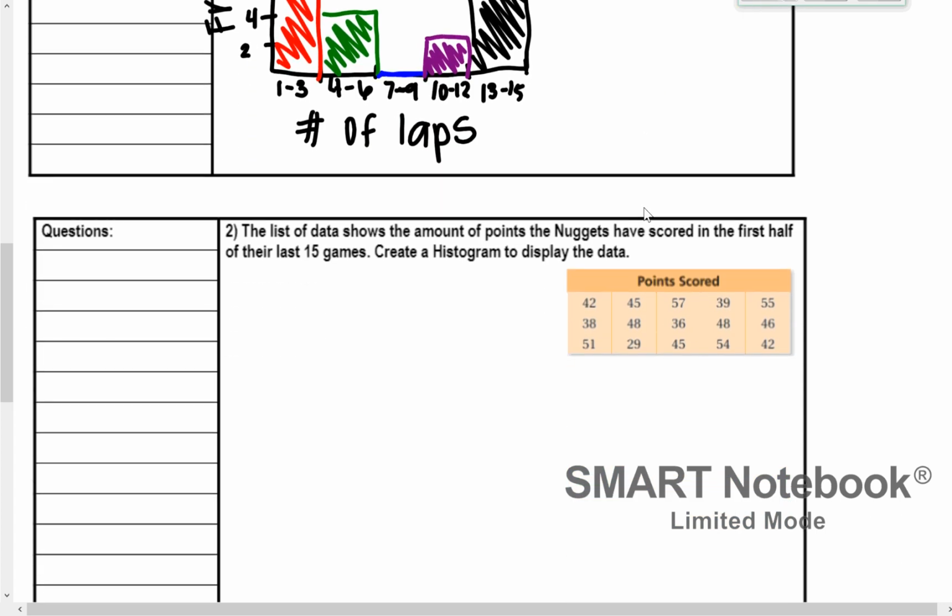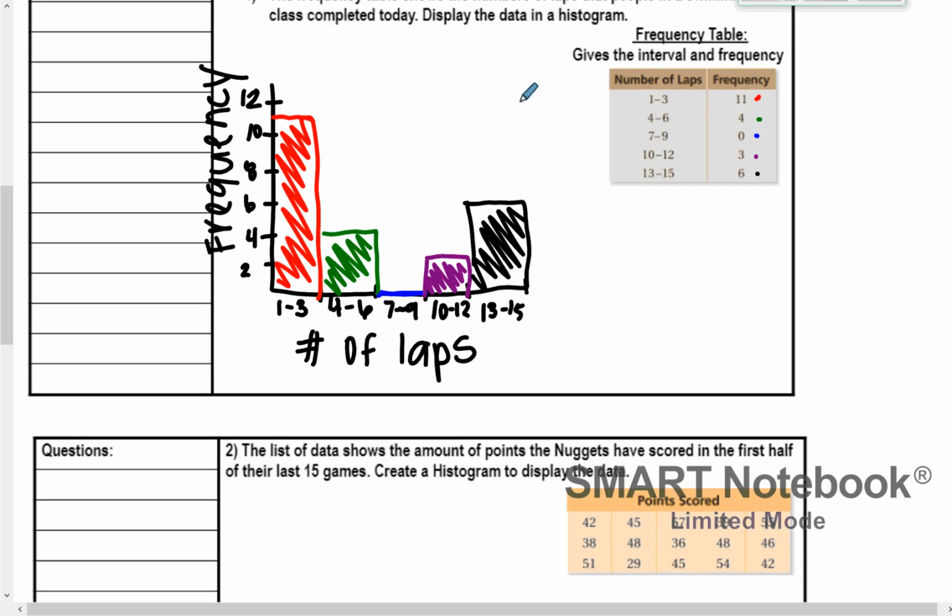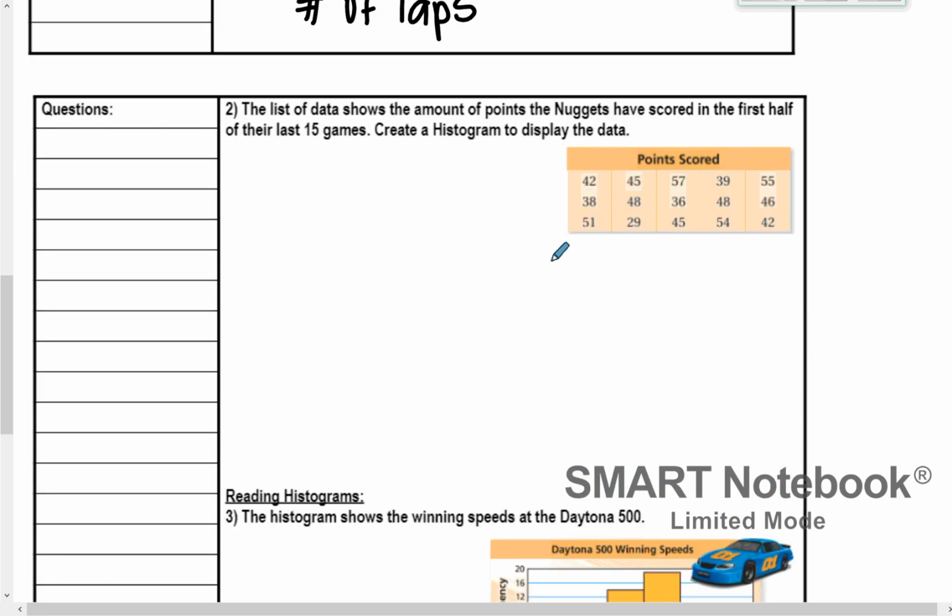All right, here we are going to actually be making the frequency table and the histogram. Sometimes you're not going to be given this table and you're going to have to make a table yourself. Okay, so we're going to start with our frequency table.